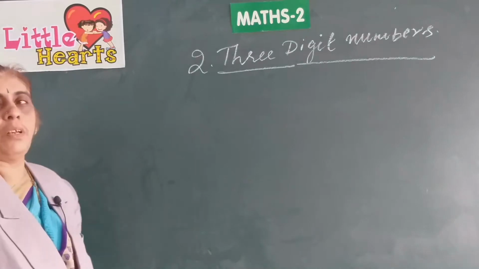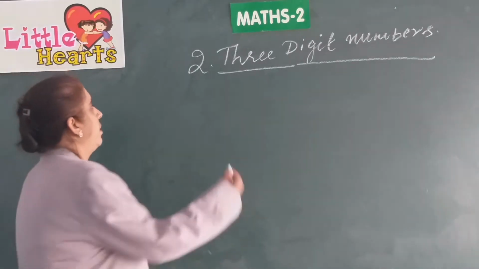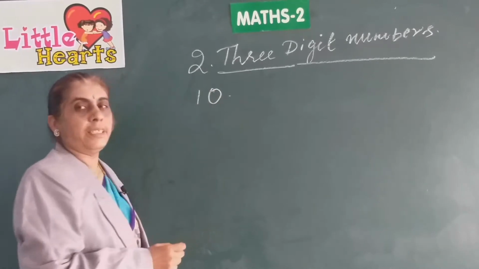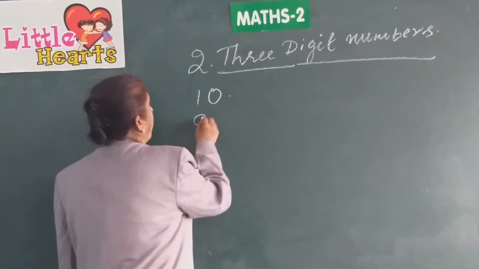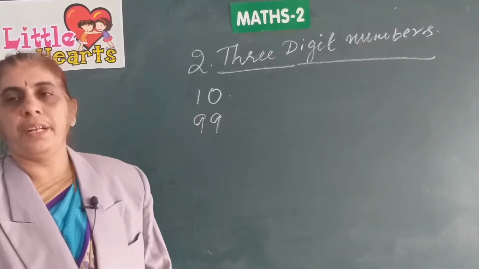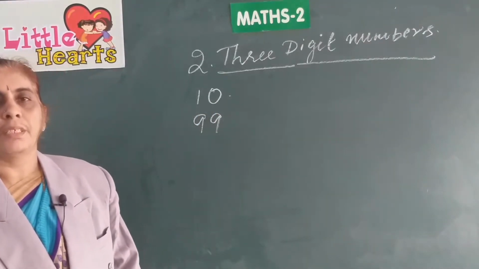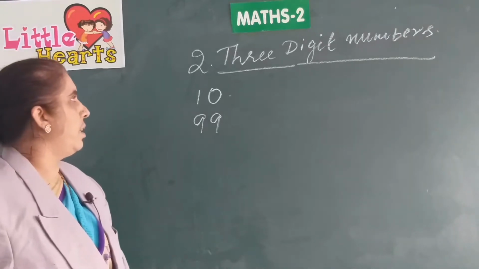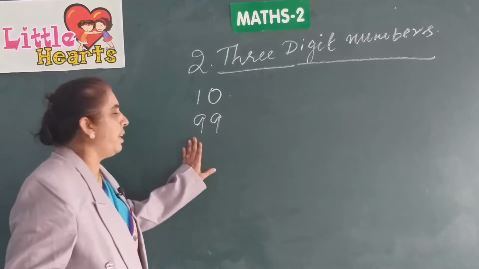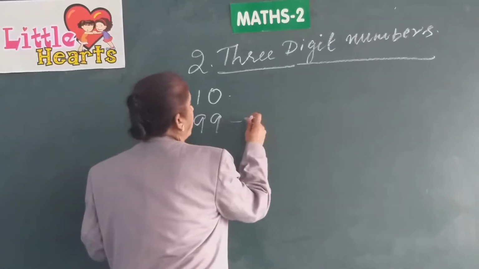Children, what is the smallest two-digit number? 10. And what is the greatest two-digit number? 99. You already learned how to read and write two-digit numbers. Today we are going to learn how to read and write three-digit numbers. 99 is the greatest two-digit number.